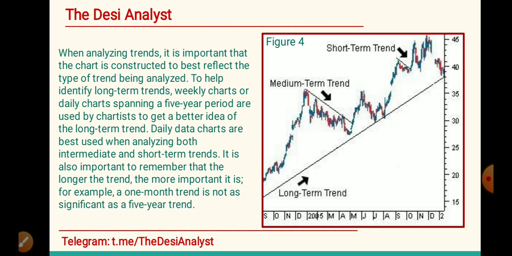When analyzing trends, it is important that the chart is constructed to best reflect the types of trend being analyzed. To help identify long-term trends, weekly charts or daily charts spanning a 5-year period are used by chartists to get a better idea of the long-term trend. Daily data charts are best used when analyzing both intermediate and short-term trends. It is also important to remember that the longer the trend, the more important it is. For example, a 1-month trend is not as significant as a 5-year trend.